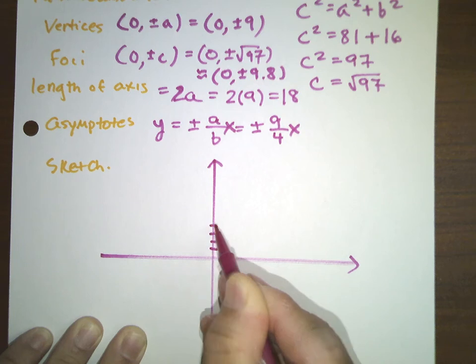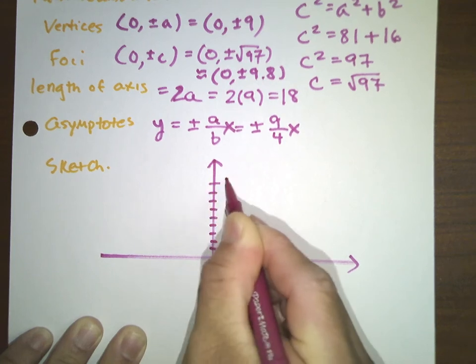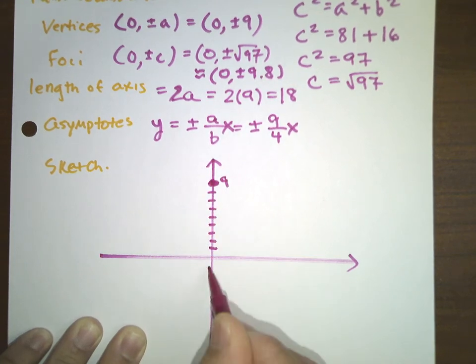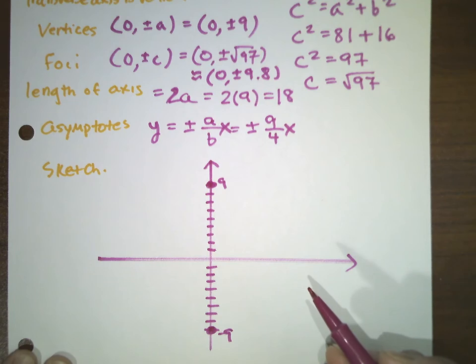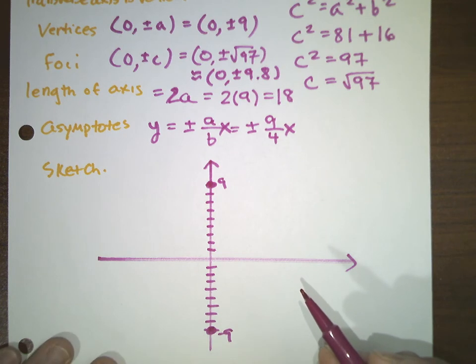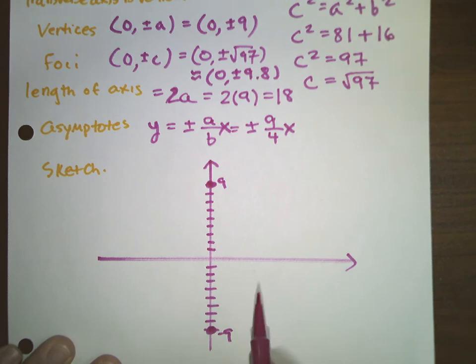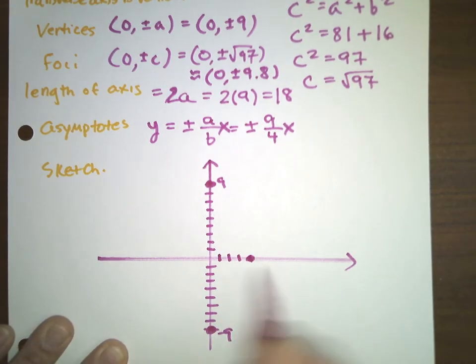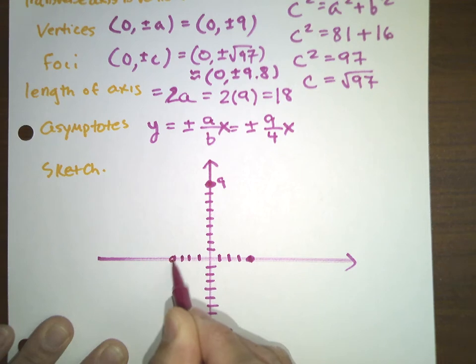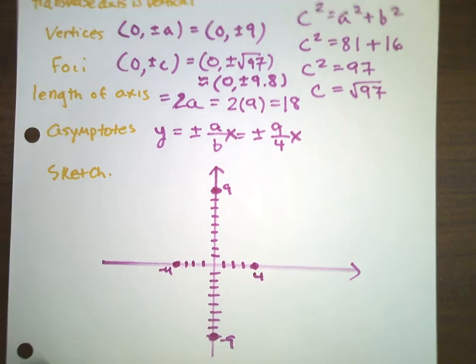1, 2, 3, 4, 5, 6, 7, 8, 9, and there is a vertex. 1, 2, 3, 4, 5, 6, 7, 8, 9. Here is a vertex. I would draw the point in so that you don't forget to make sure that the points here are actually on the hyperbola. And then the b's were 4, so I will go 1, 2, 3, 4 to the right on the x-axis, and 1, 2, 3, 4 to the left on the x-axis, so -4 and 4.